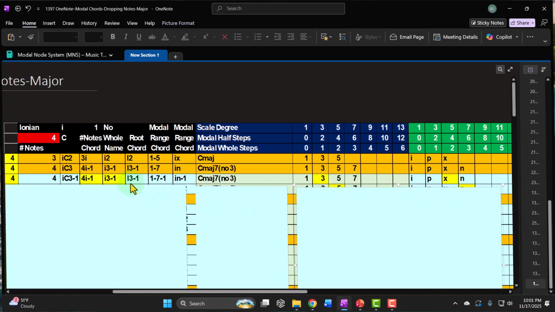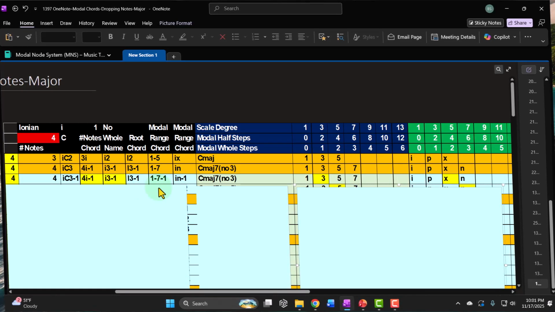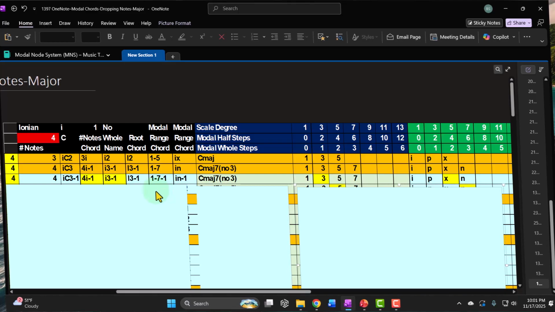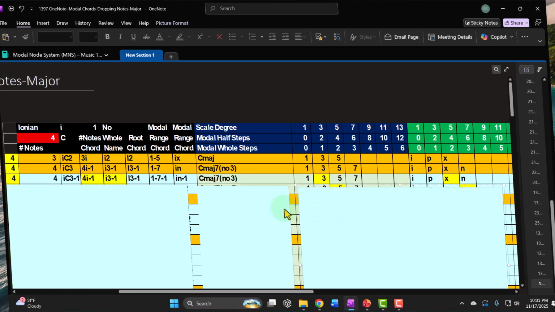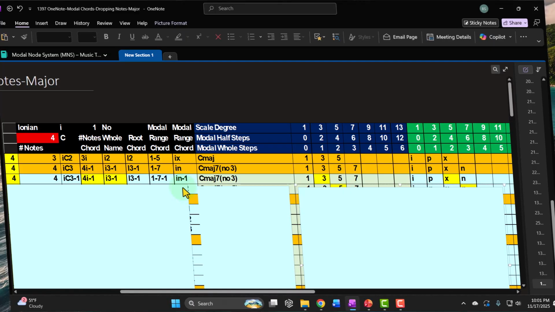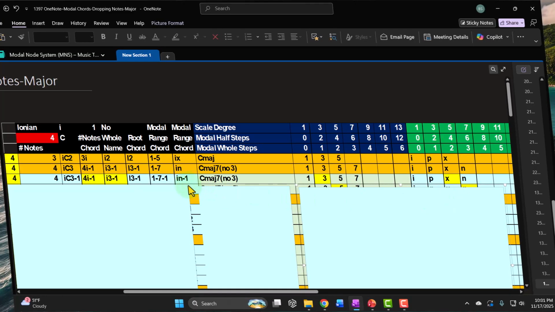Now, I could make it the tonic by making a capital I if I wanted to. I could still use modal range, meaning it's a 1-7 Ionian Locrian modal range chord, remove the one that's 1 modal whole step up, or an IN, meaning Ionian Locrian, remove the one that's 1 modal whole step up.